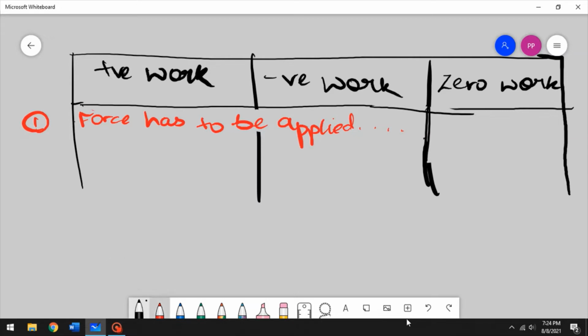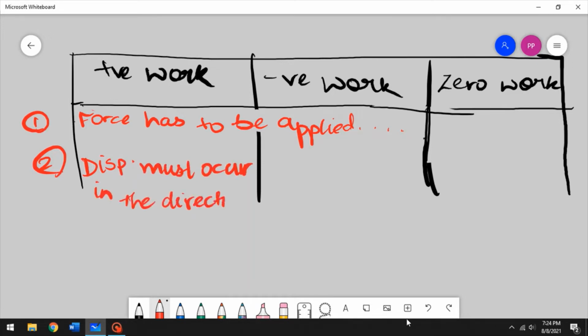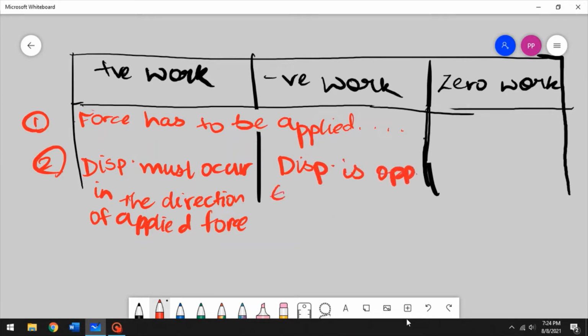The second one would be for just positive work: displacement must occur in the direction of applied force. Here, displacement is opposite, I'm using abbreviations, to applied force.